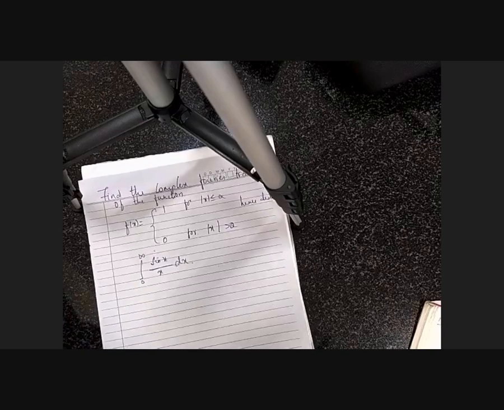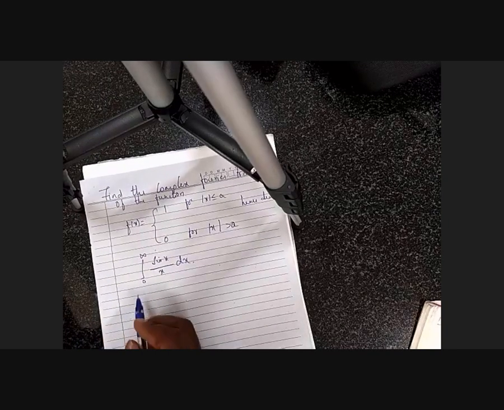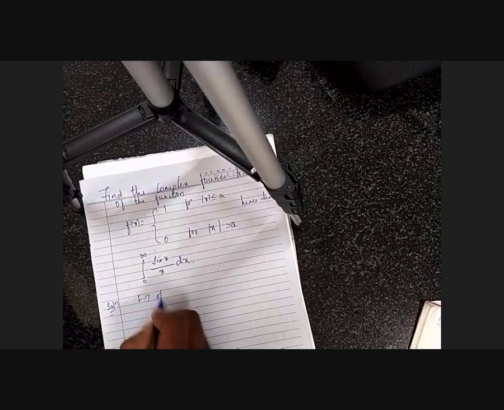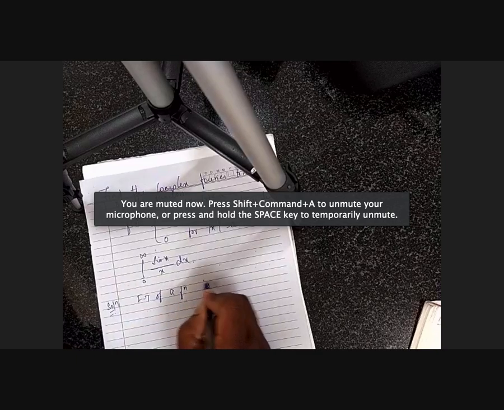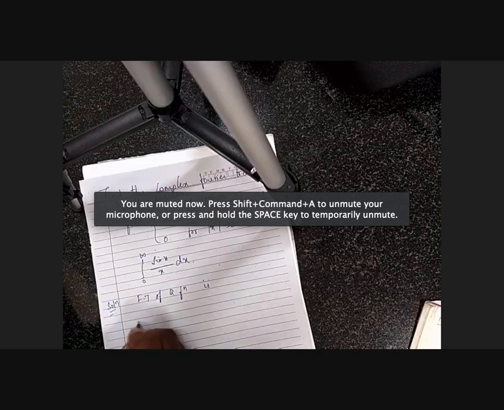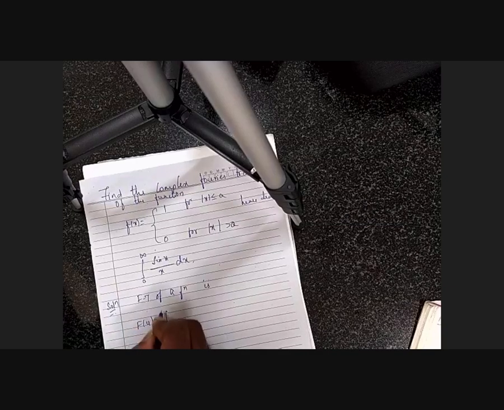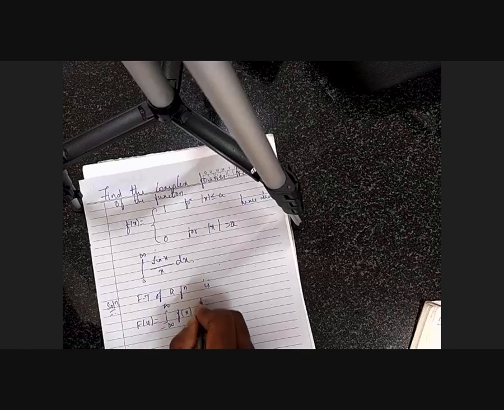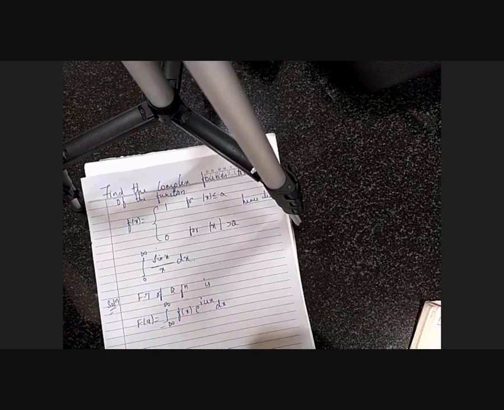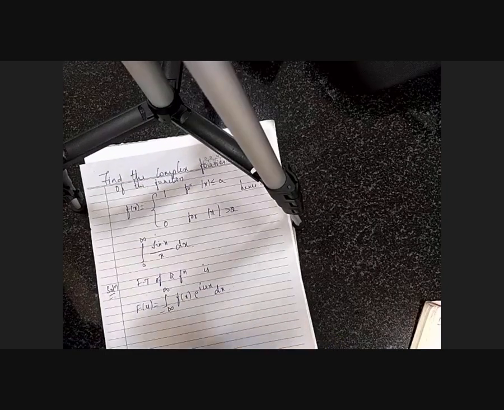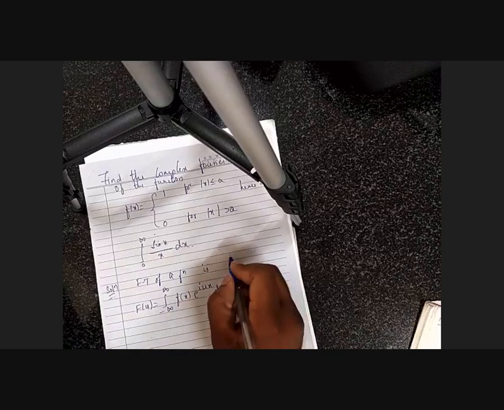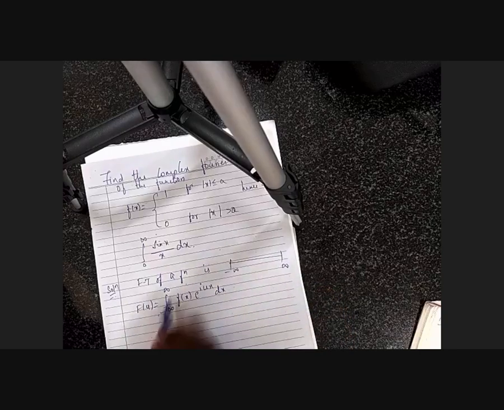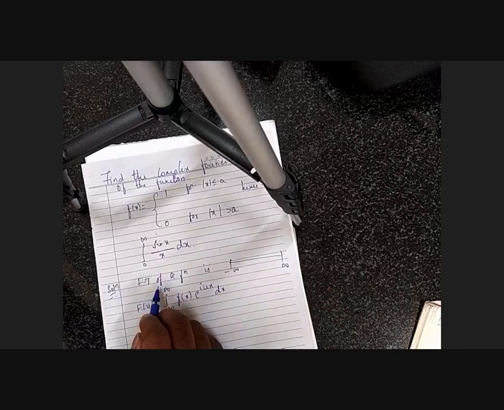Now we will come back to the Fourier transform of a function. What is the Fourier transform of a function? F of u equal to the integral from minus infinity to infinity of f of x e power iux dx. This is the Fourier transform. Next, here, minus infinity to infinity, this is the integral.